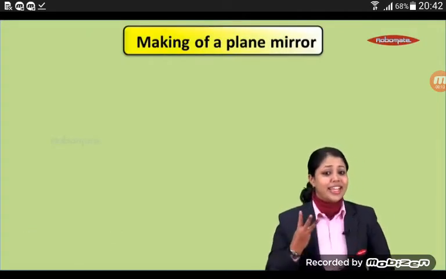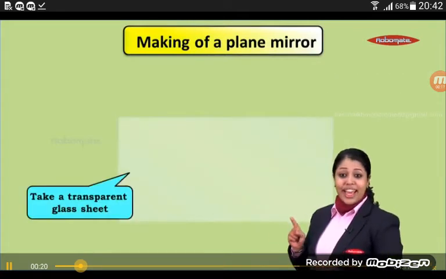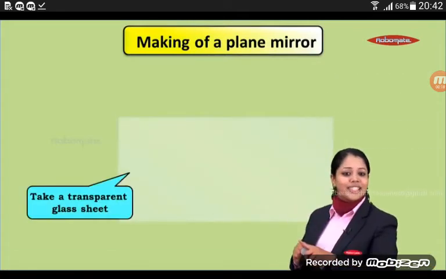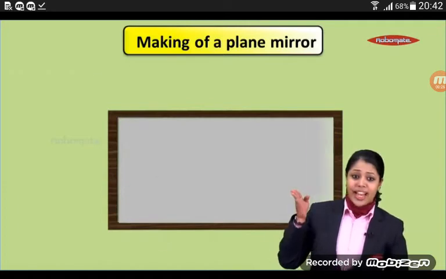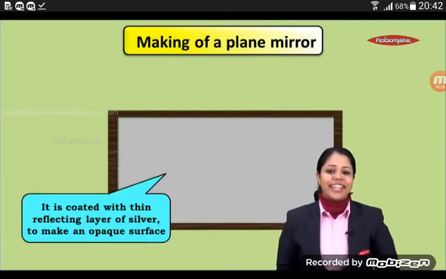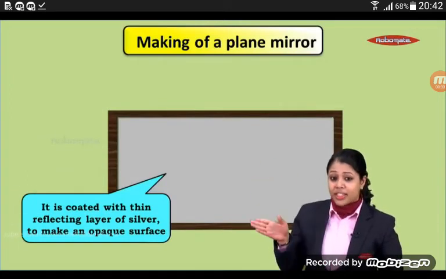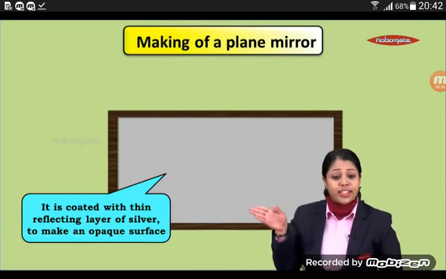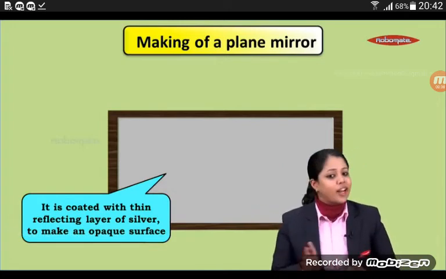There are three simple steps to make a plane mirror, and the first step is we take a transparent glass sheet. Once you take a transparent glass sheet, students, the next step is very simple. You have to coat one side with silver. Now it is coated with a thin reflecting layer of silver so that it becomes the opaque surface. Now what is the opaque surface? Opaque surface is the surface through which light cannot pass.